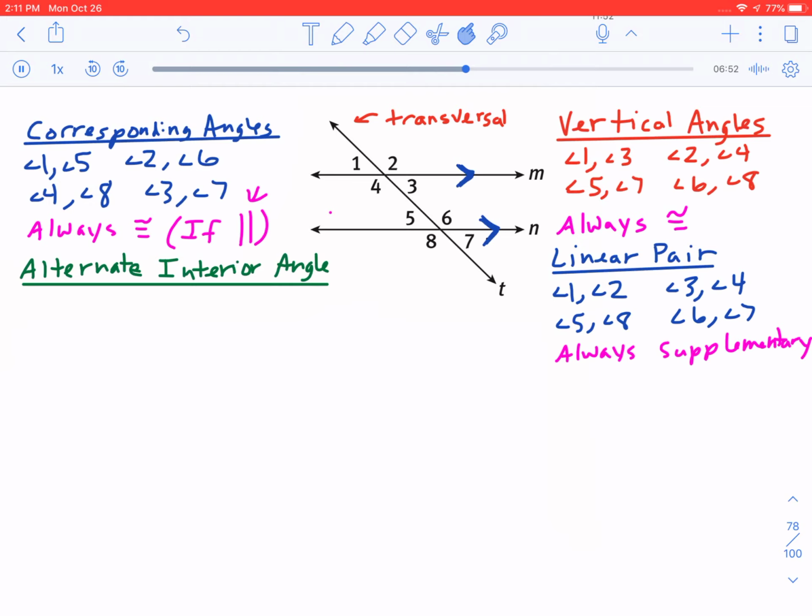So we have the parallel lines, and the angles will be inside of them. One pair, for instance, would be angle 4 and angle 6. And there's just one other pair, angle 3 and angle 5. These are also always congruent, as long as the same stipulations apply. The lines have to be parallel in order for them to be congruent. But alternate interior angles are always congruent.